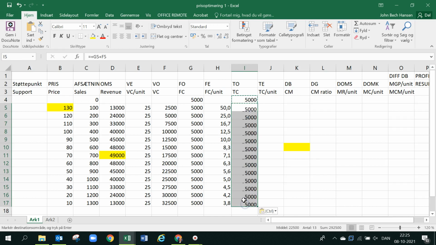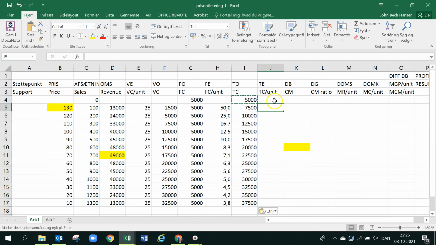So now I have a total overview of the cost: the total variable cost, the total fixed cost, and the total cost, and the variable cost per unit and the fixed cost per unit. And well, I can also calculate the total cost per unit. And I can copy that down as well.